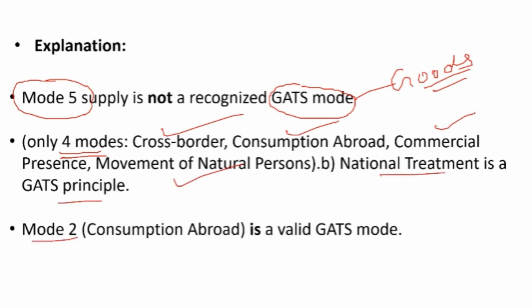Correct. Mode 2 is also a valid GATS mode. Only mode 5 is not related to the GATS mode, because it is governing the trade in goods. Trade in goods. Correct. And GATS is what? GATS is related to services. Understanding? So that is why the right answer was option C, which is not related to the GATS.